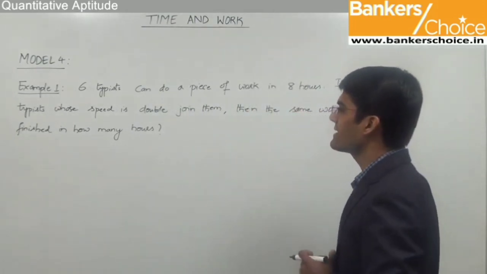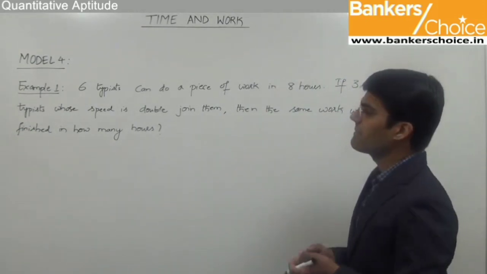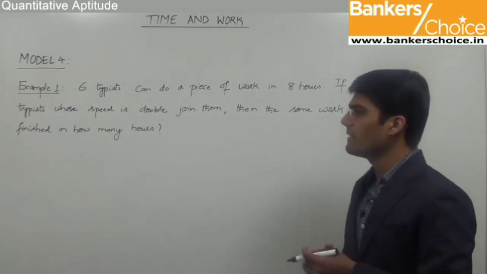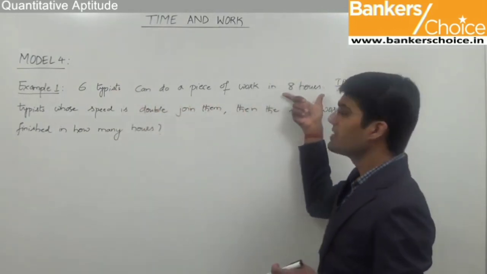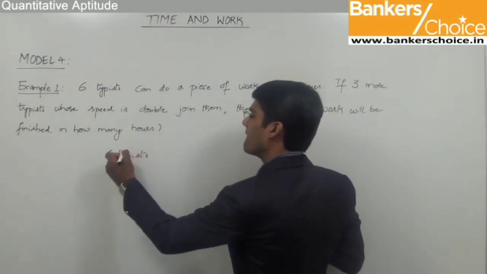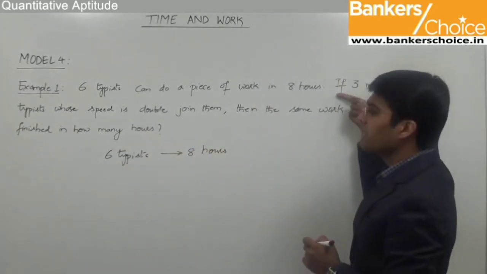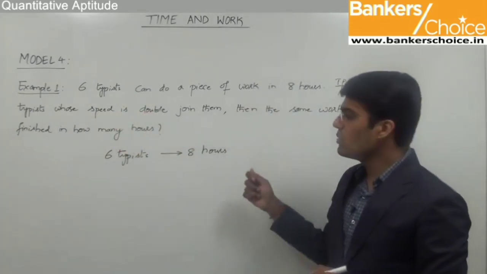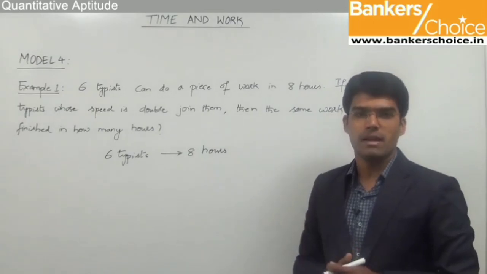The question is: 6 typists can do a piece of work in 8 hours. If 3 more typists whose speed is double join them, then the same work will be finished in how many hours? So as given in the question, 6 typists can finish a work in 8 hours. And now 3 more typists of double the speed join them. So 3 new typists will join them, but each of these typists can type at double the speed.